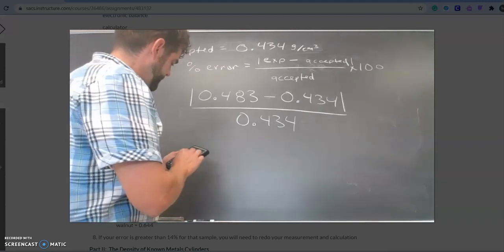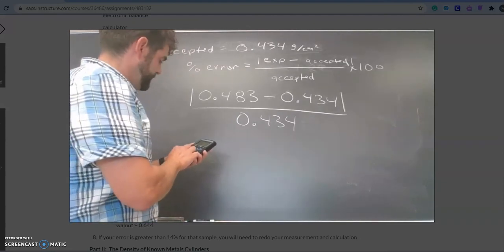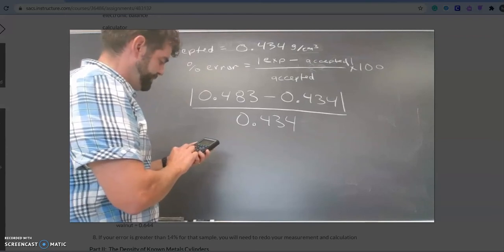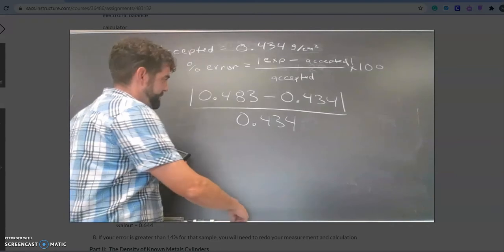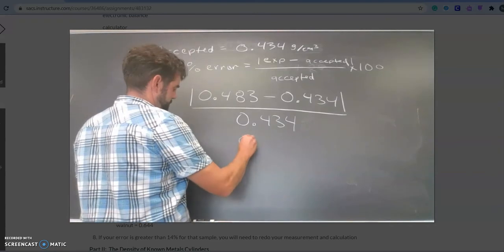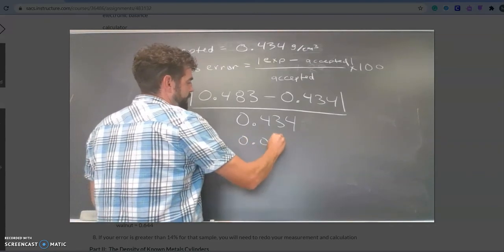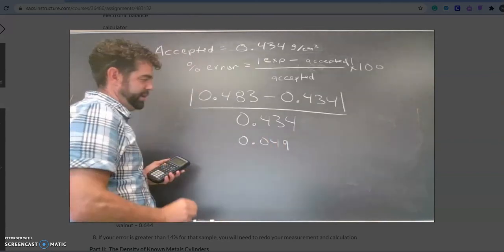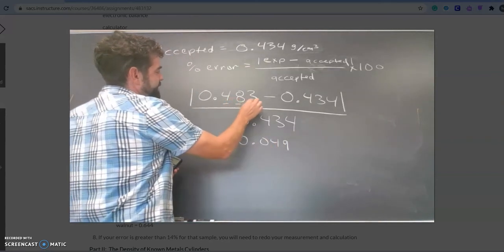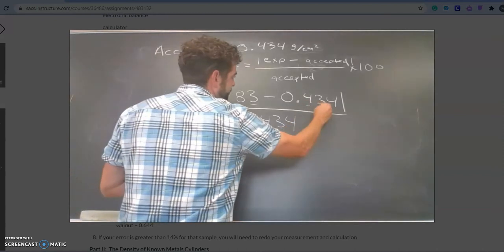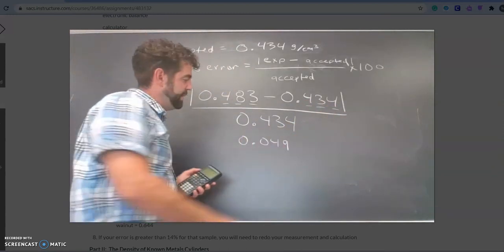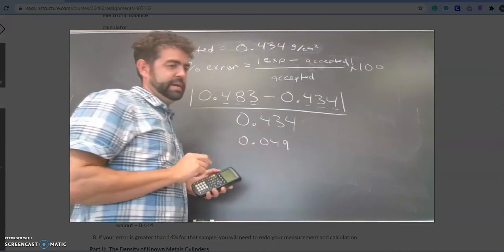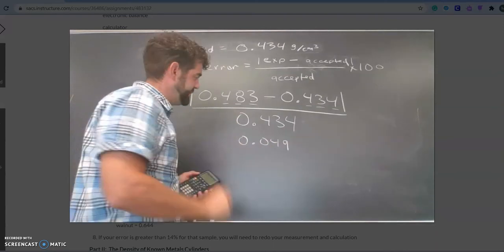On my calculator, let me try that again. Forgot the decimal. I get a number that is 0.049. Now in this case, this is good because I have the tenths, hundredths, and thousandths spot. So that's important to remember when you're doing this because you want to have the correct number of sig figs after the decimal.